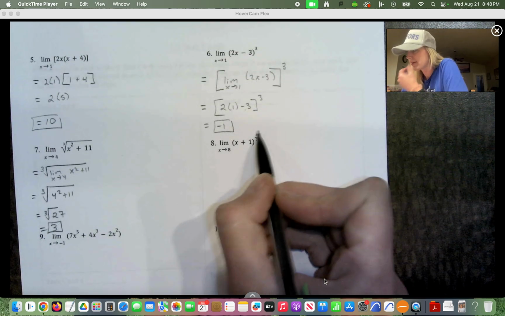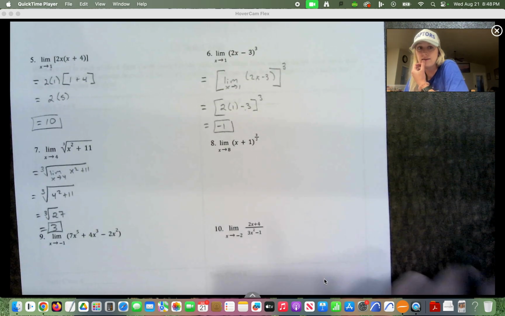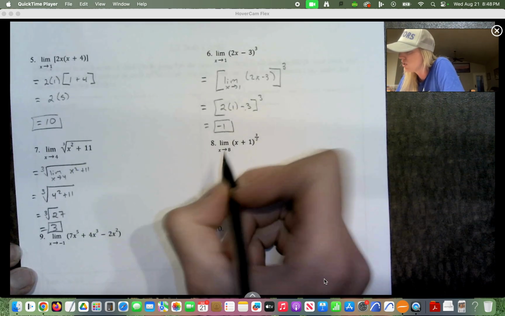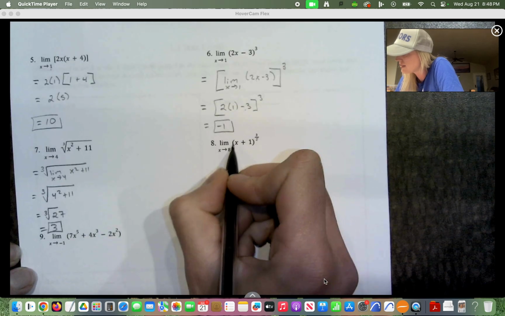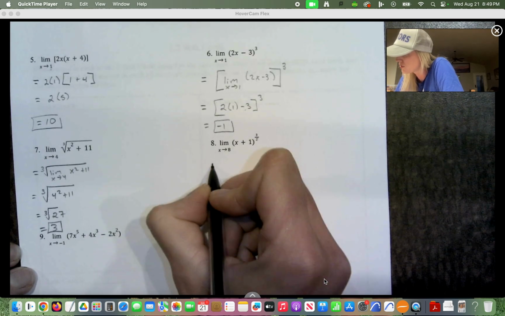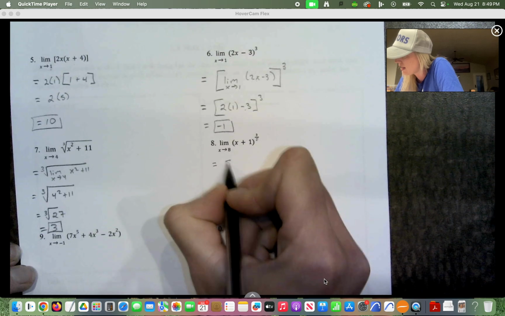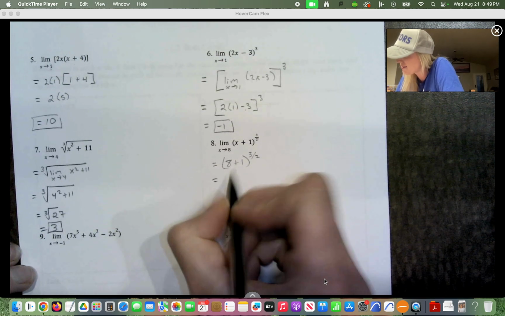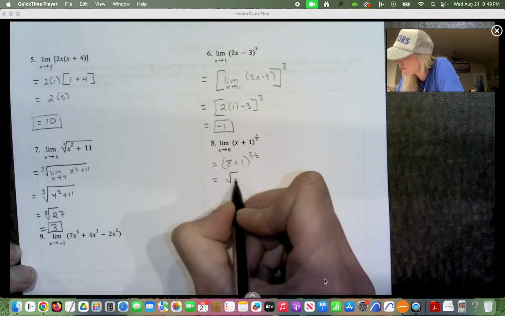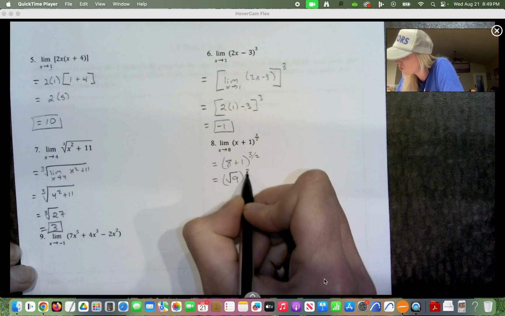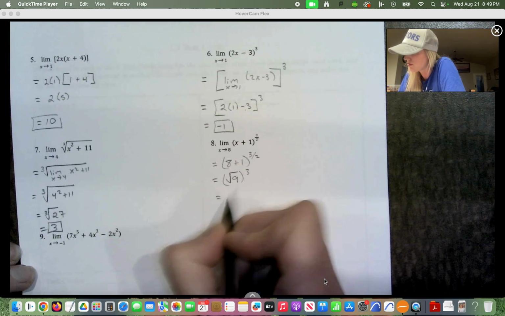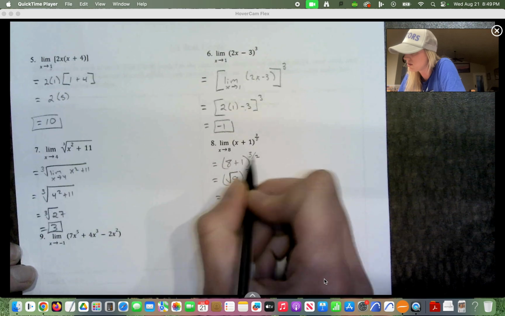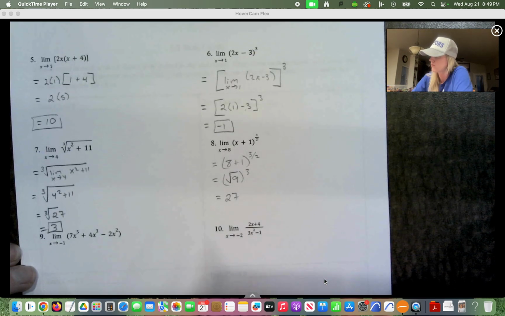Okay, reminder here, this is again a power, or a rational exponent. 2 is the root, 3 is the power. So this one is the same as, again, I'm going to substitute in 8 here. So I've got 8 plus 1 to the 3 halves. That's the same as 9 to the 3 halves, which is the same as the square root of 9 cubed. So the square root of 9 is 3, 3 cubed is 27. So the denominator is the root, the numerator is the exponent.